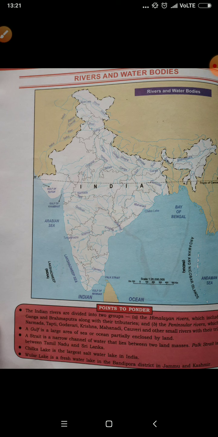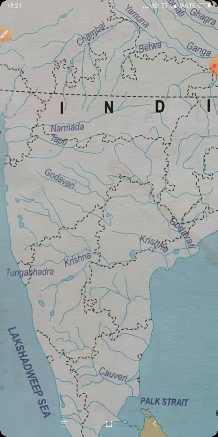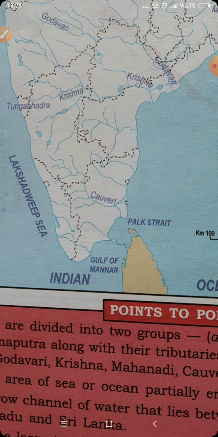A gulf is a large area of a sea or ocean, partly enclosed by land. The strait, you see this strait? Strait is here, Palk Strait. So this strait is a narrow channel of water that lies between two landmasses. Palk Strait is a strait between Tamil Nadu and Sri Lanka.